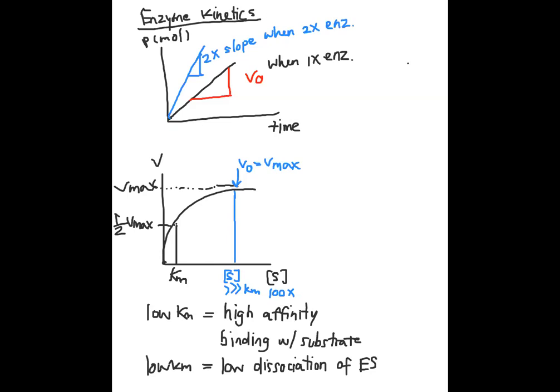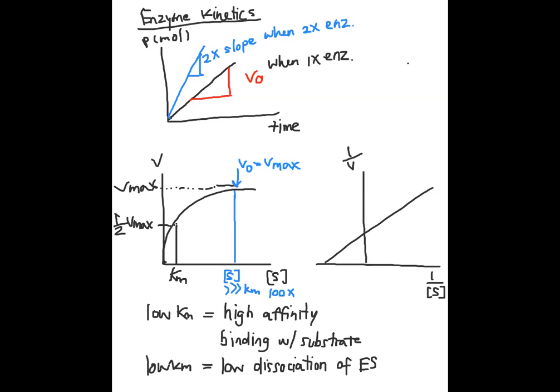Okay, so the graph of velocity and the concentration of substrate can also be modified into the Lineweaver plot. Basically it tells you the exact same information, but we modify it in order to fit it into a linear relation. In the Lineweaver plot here, the y-axis is 1 over V, and the x-axis is 1 over the concentration of the substrate.